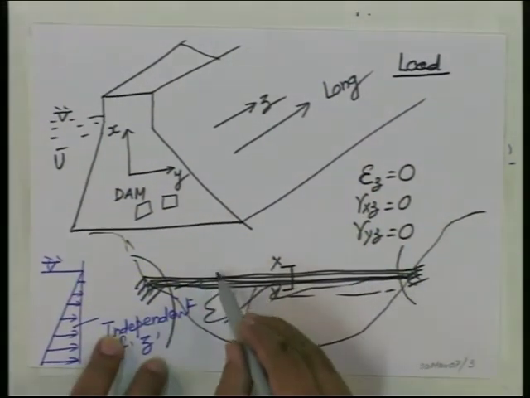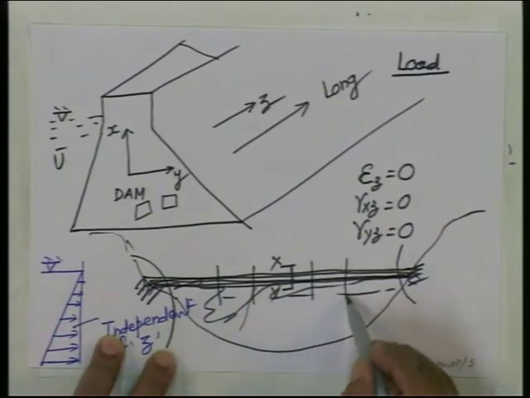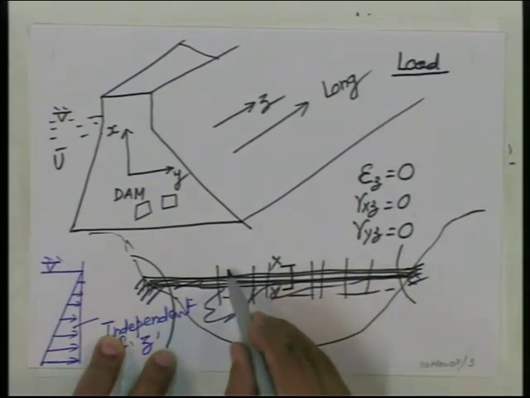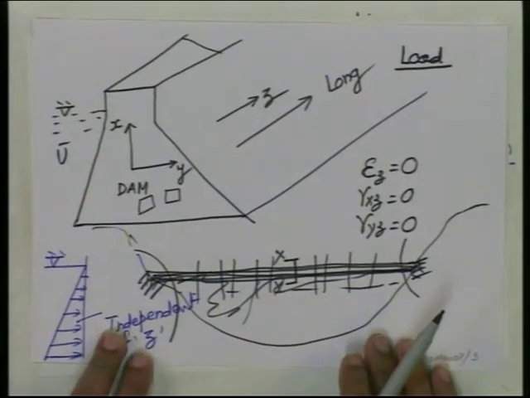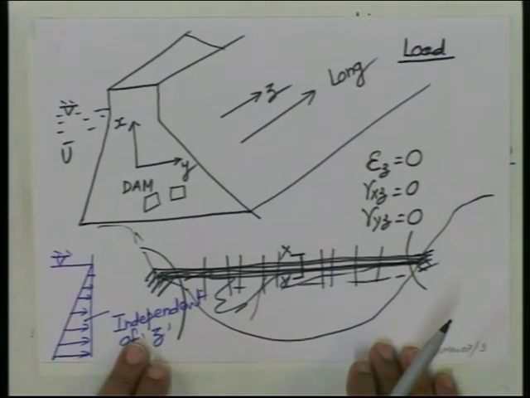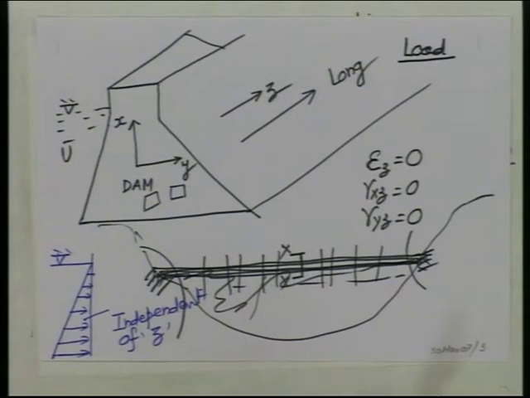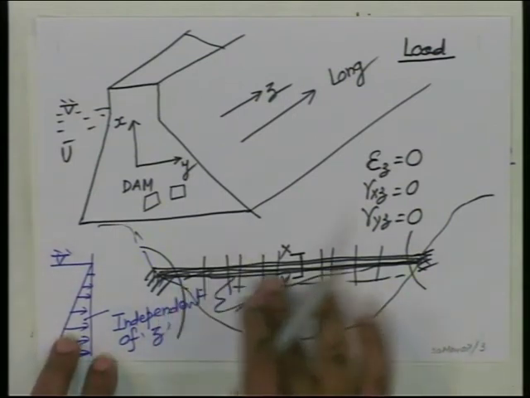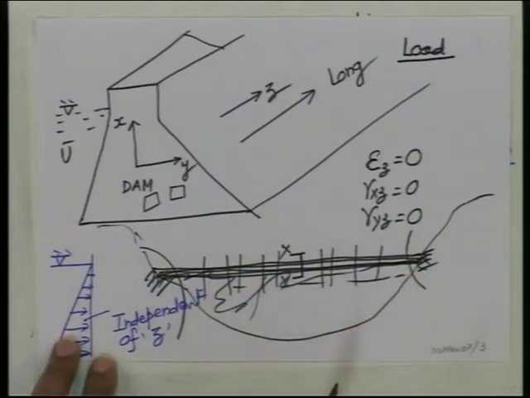So, if you take any cross section anywhere, the behavior of this dam is similar. Every cross section behaves more or less in the same manner. So, this is also two dimensional because it does not change with z. Behavior does not change with z.